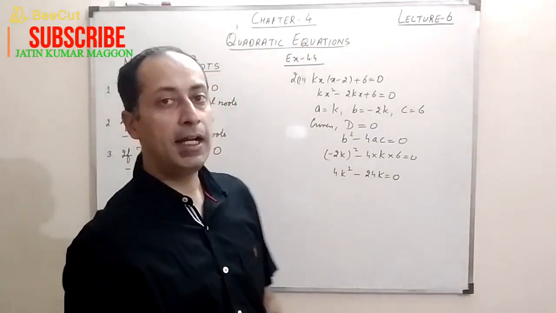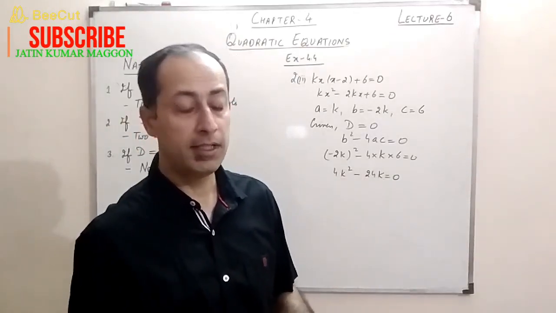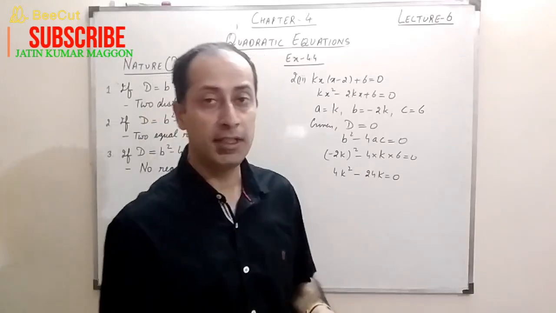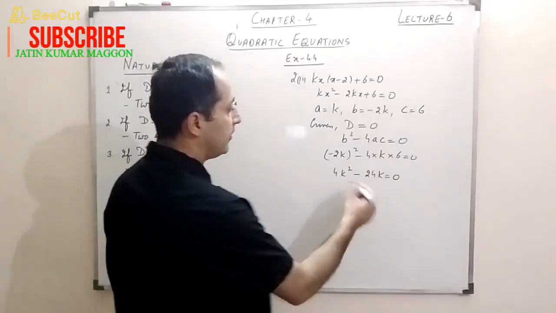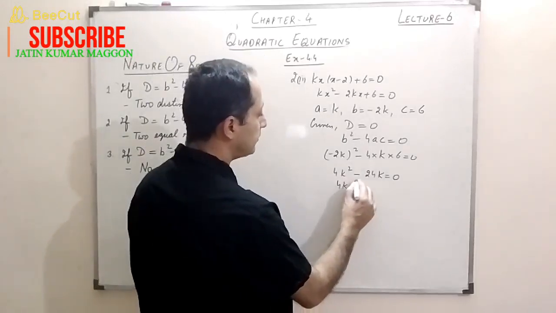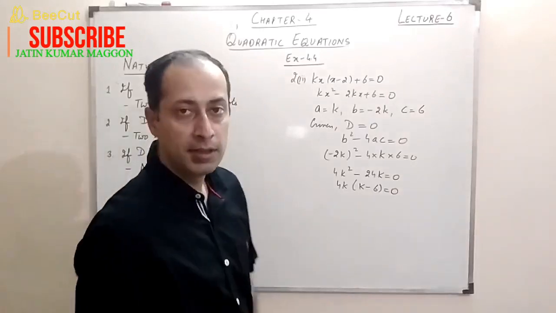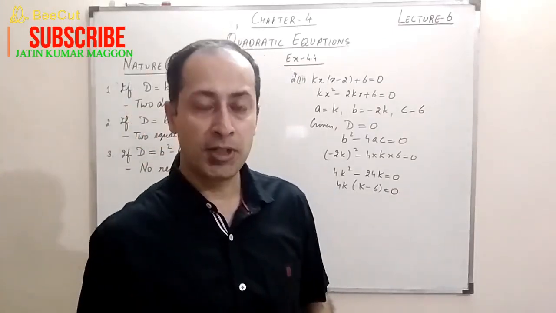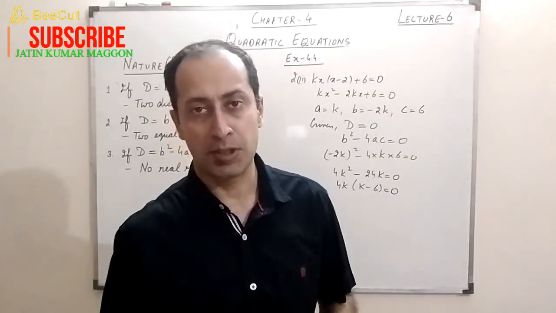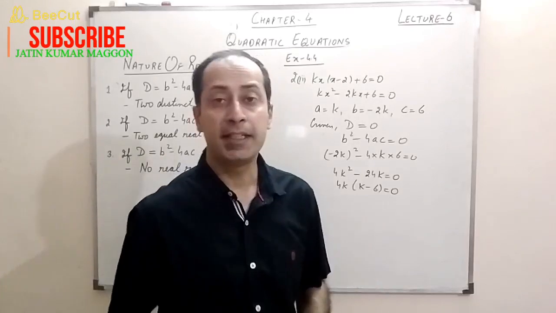Right? It again becomes a quadratic equation, and the way to find the value of this is we can factorize it. So when we factorize, we can take 4k common, and we are left with k minus 6 equals 0. Now, since we are doing quadratic equations, and we have learned earlier also, if the product of two numbers is equal to 0, either of the two numbers can be 0. So here the two numbers are 4k and k minus 6.